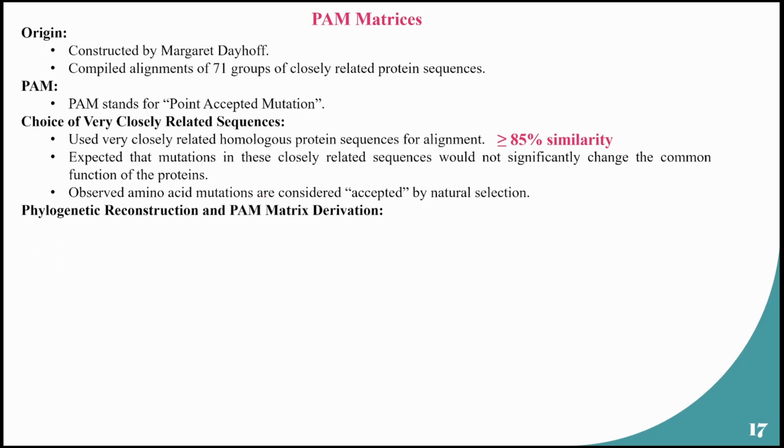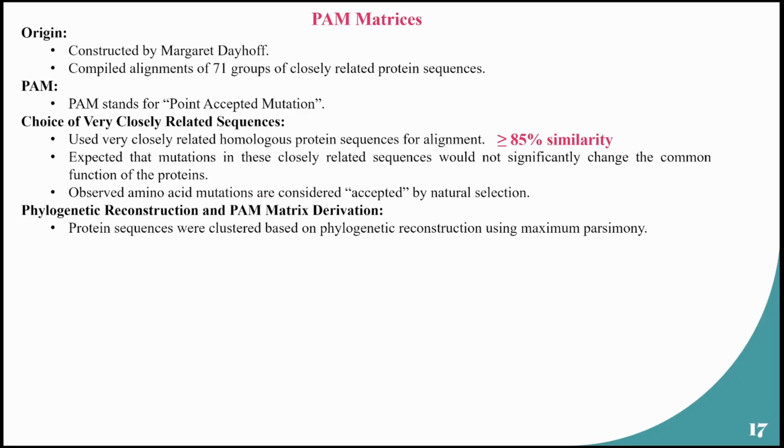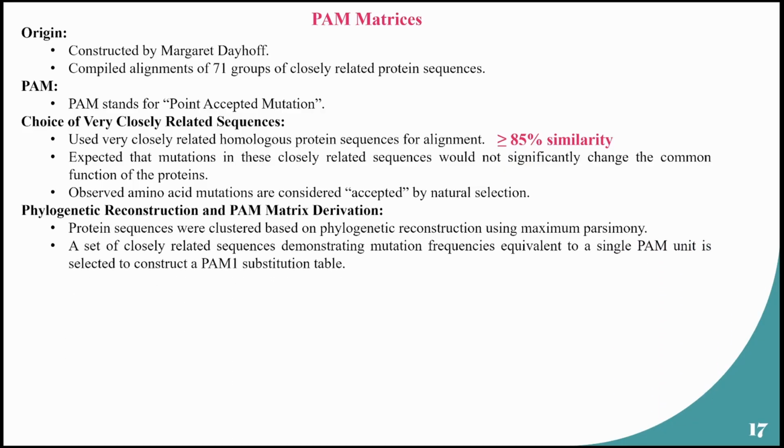And how do you derive the PAM matrix? It's basically by a phylogenetic reconstruction using an algorithm called maximum parsimony, which is the simplest explanation for the construction of the phylogenetic tree or alignment that would be correct. And you have a set of closely related sequences which will demonstrate some sort of mutation frequencies, right?